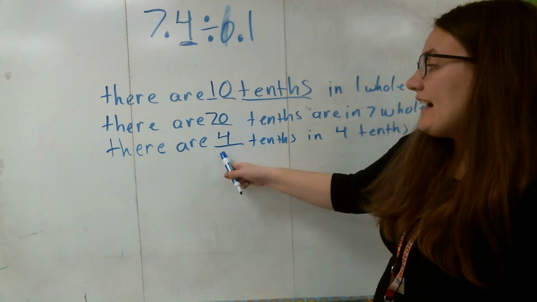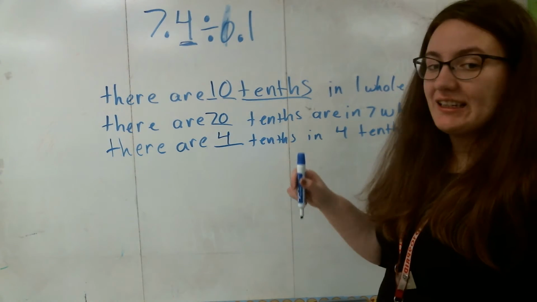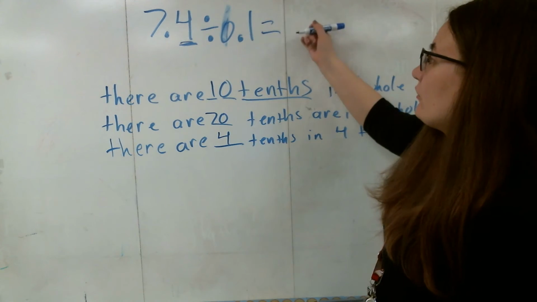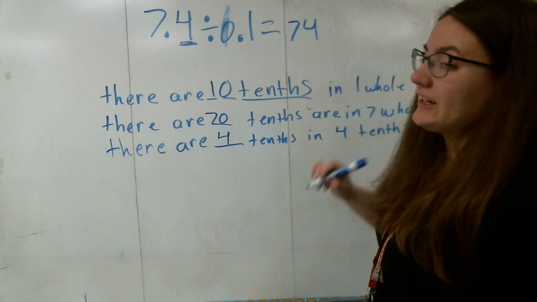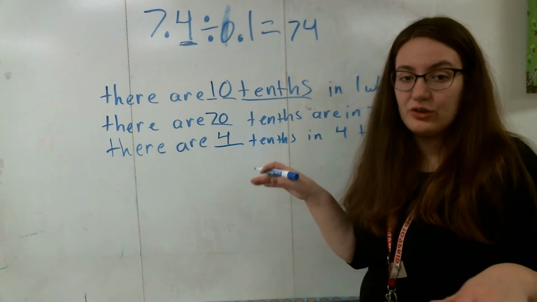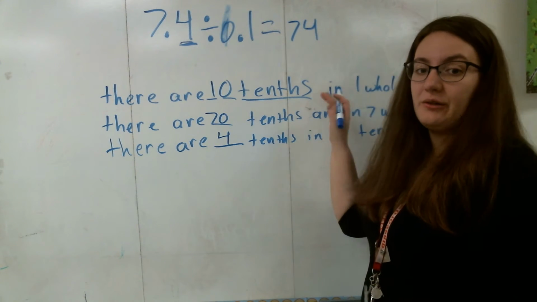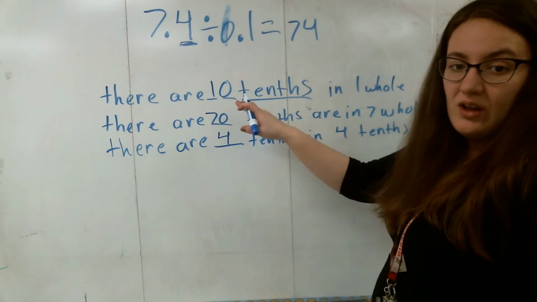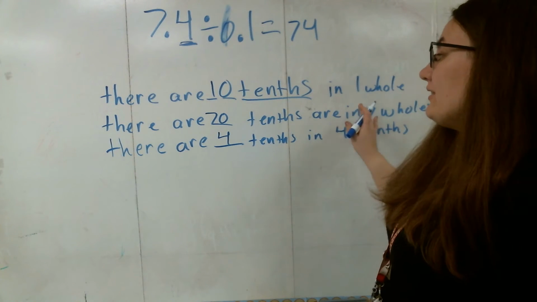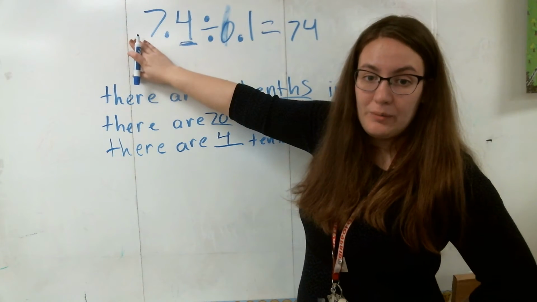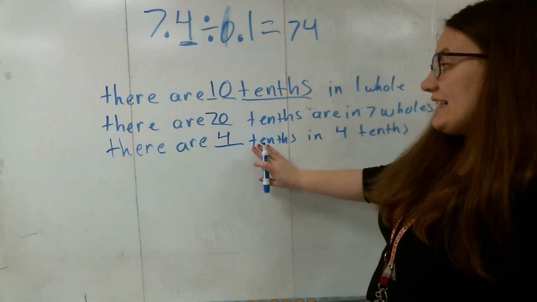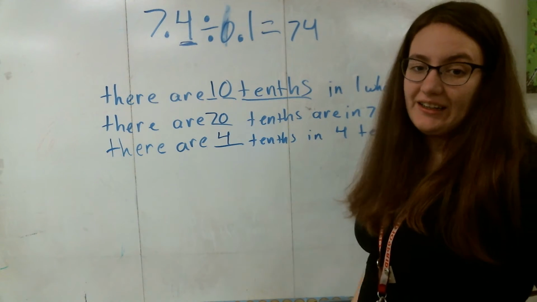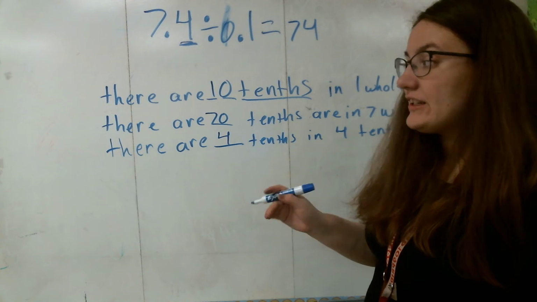Now, when I have 70 tenths and 4 tenths, I just need to add those together. So 70 plus 4 gives me 74 tenths. And that's all I have to do for this problem. So you're first going to want to remember how many tenths are in one whole. Then you figure out how many tenths are in the whole number that you have. And if you have any decimals past that, like the tenths place, you just figure out how many tenths are in that place value. And that's all we have to do.